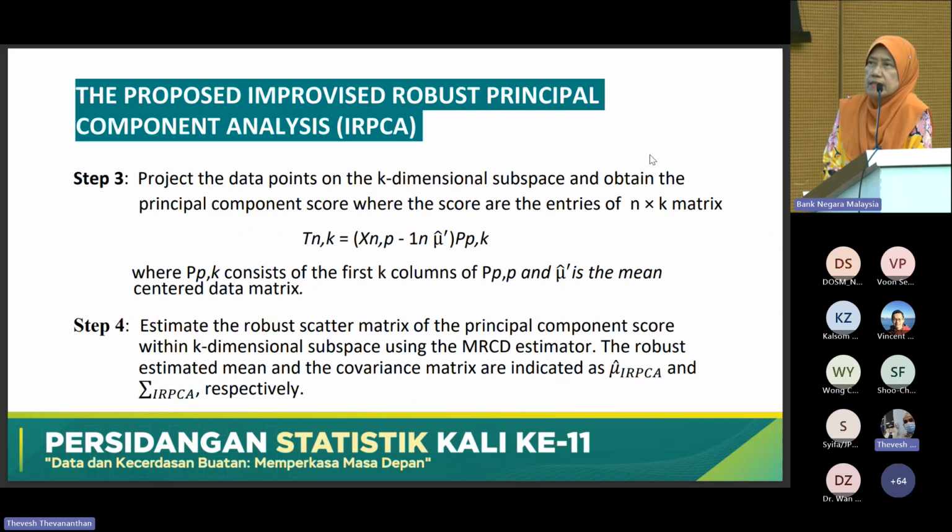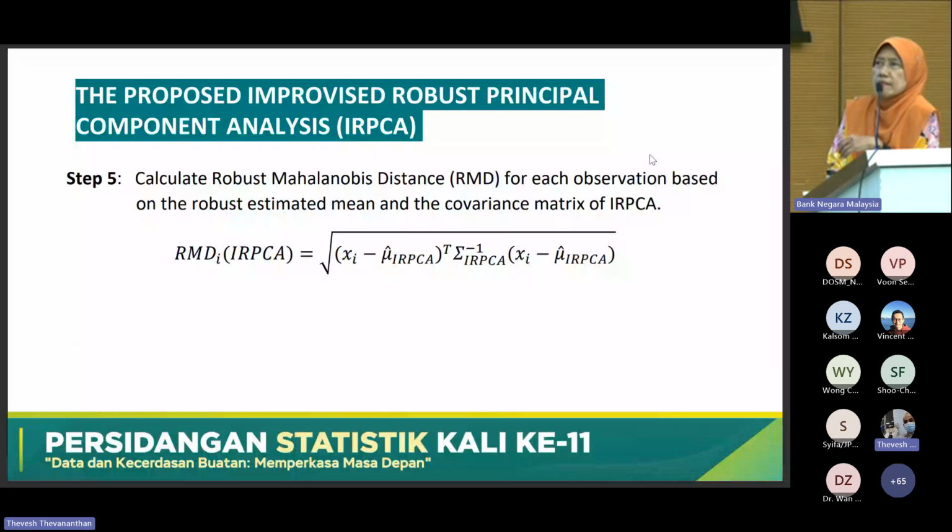Then step 4, after we get this matrix, we estimate the robust scatter matrix of the principal components using the MRCD, the minimum regularized covariance determinant, to estimate the location and the covariance matrix. After that, we compute the robust Mahalanobis distance for each observation using this formula, where the mean and the covariance matrix are based on the minimum regularized covariance determinant, after the data has been reduced to K dimensions.